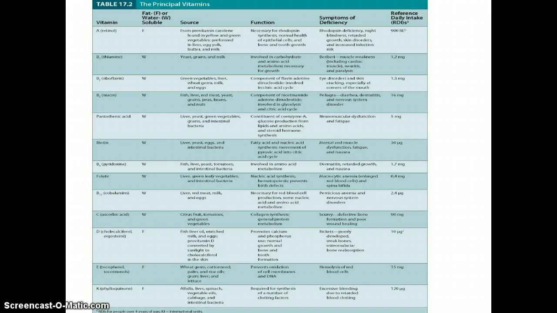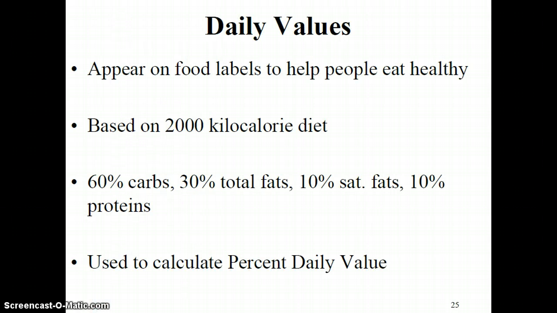Here are some of the vitamins and their functions. Give yourself an idea of some of the basic functions of some of the vitamins. Read labels. Daily values are recommended intakes for people based on a 2,000 calorie diet.